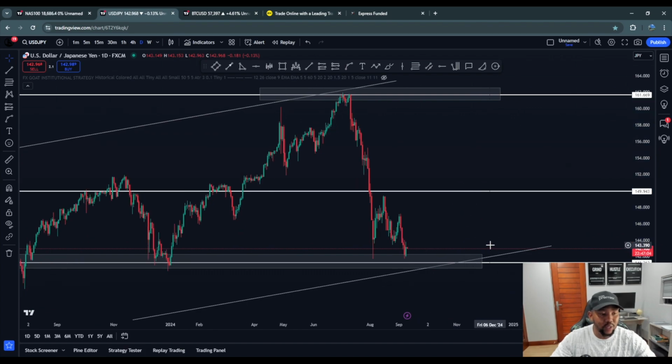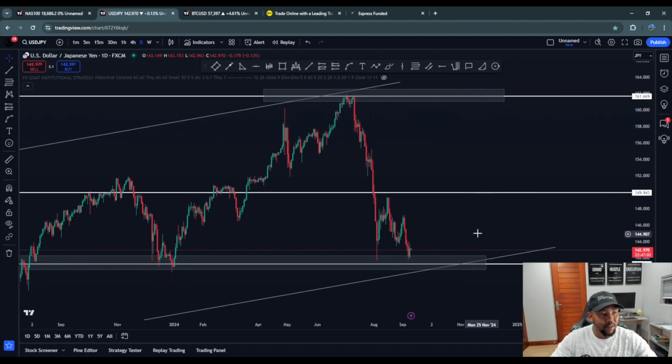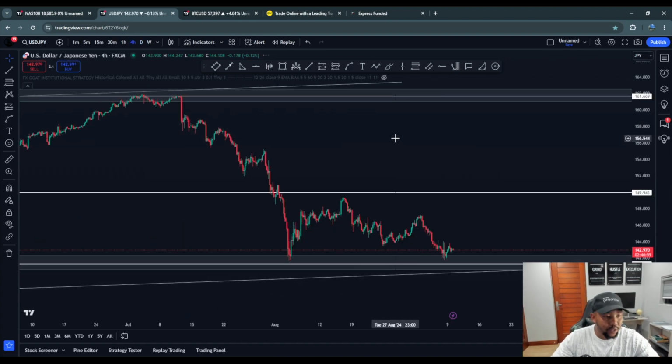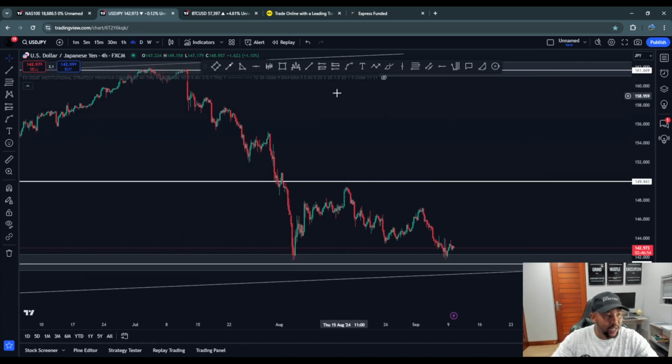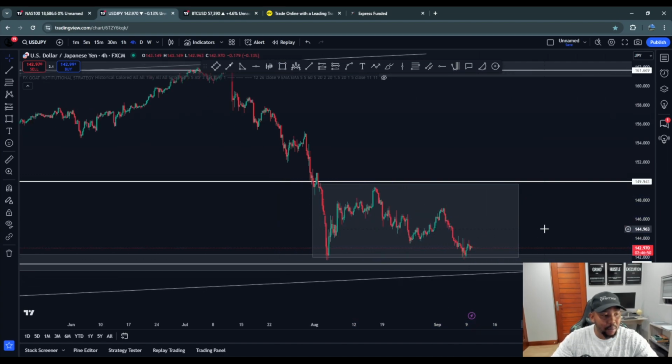And now, guys, we're going to dive in deeper and look at the market from a 4-hour time frame. So now that we're in a 4-hour time frame, guys, I'm going to focus on this particular area over here, to show you guys that we are currently in a consolidation market, guys.